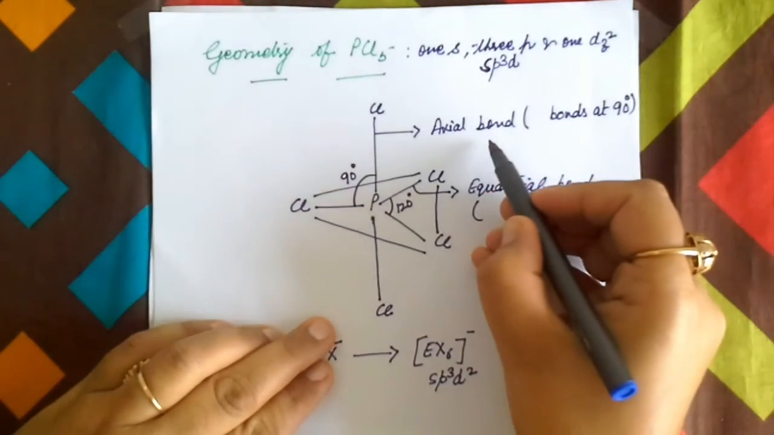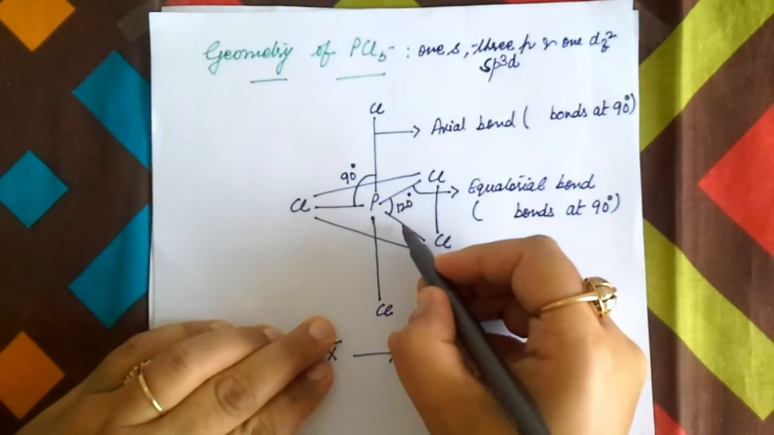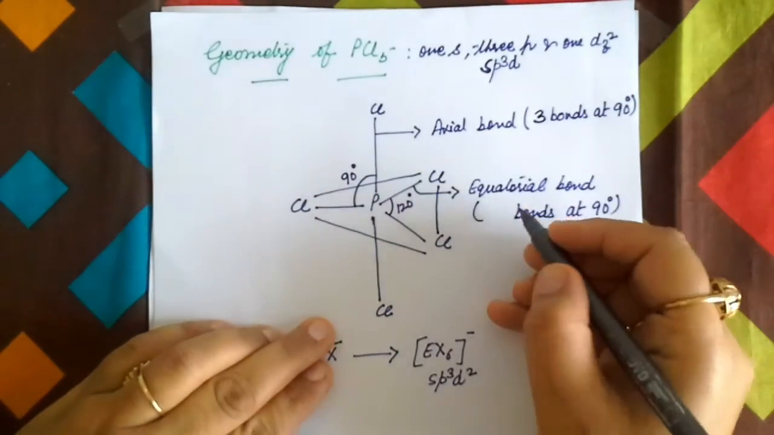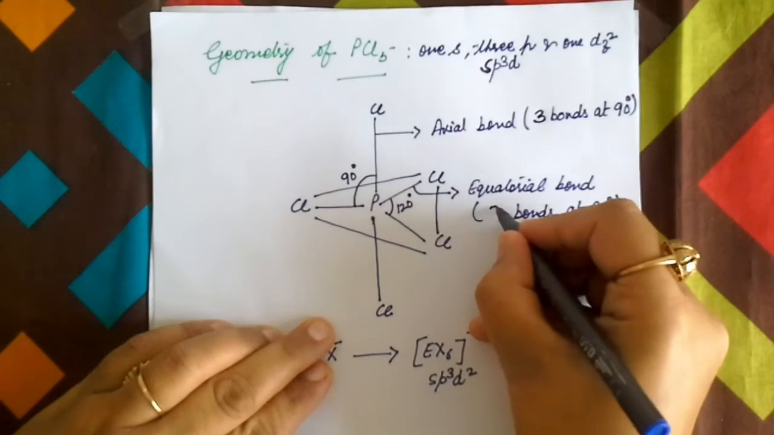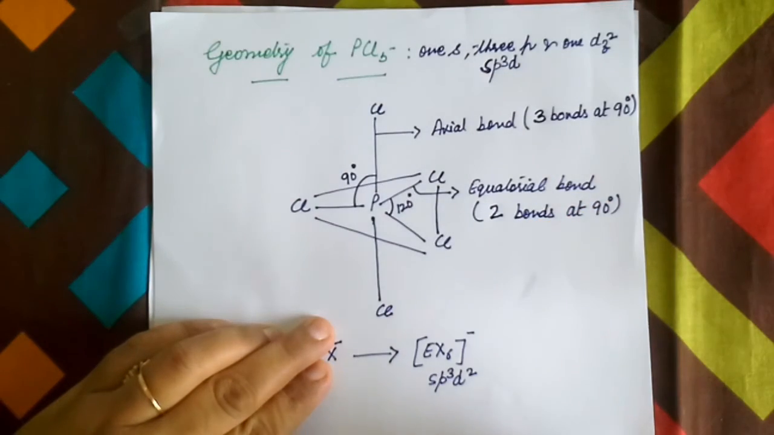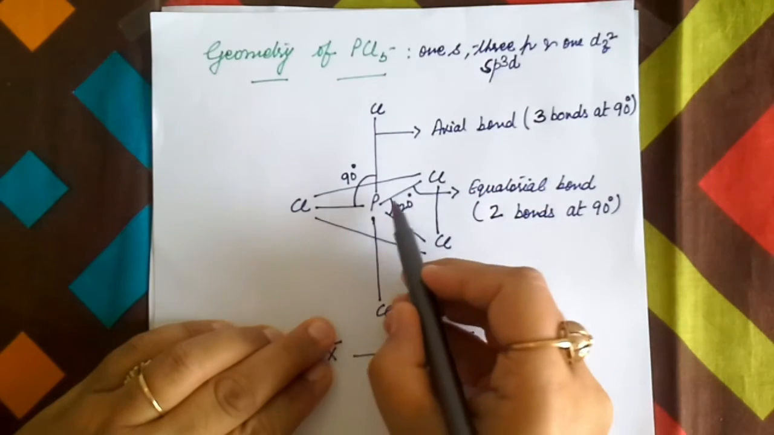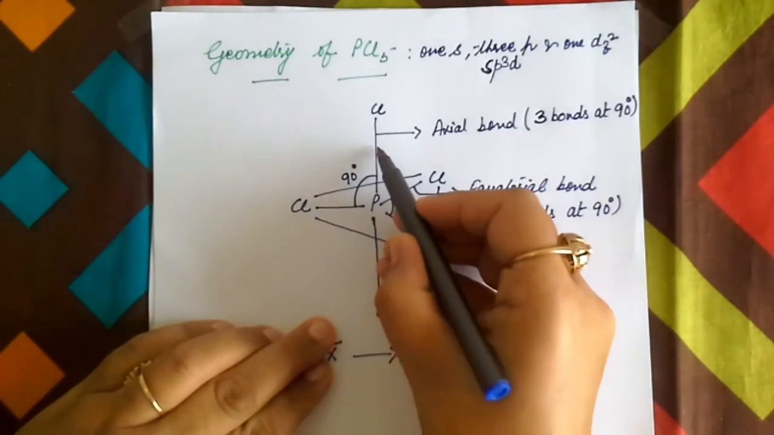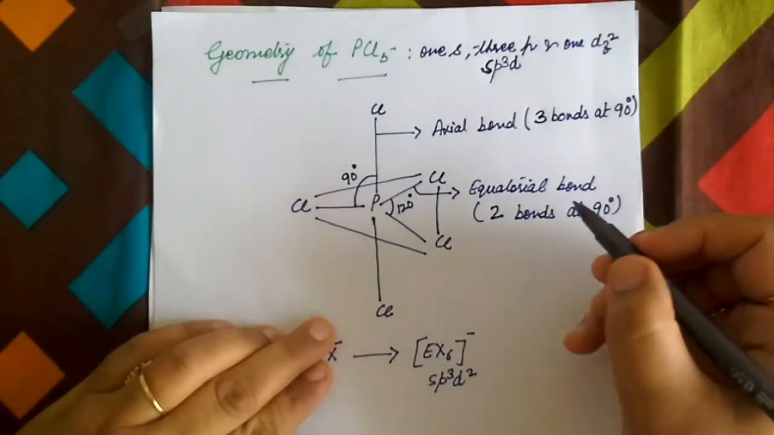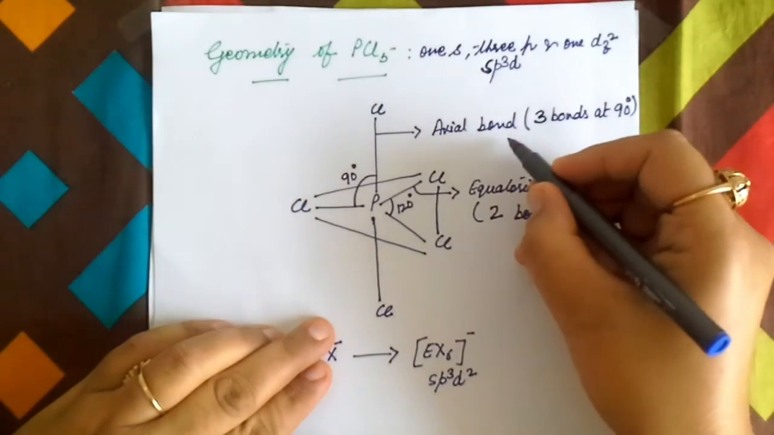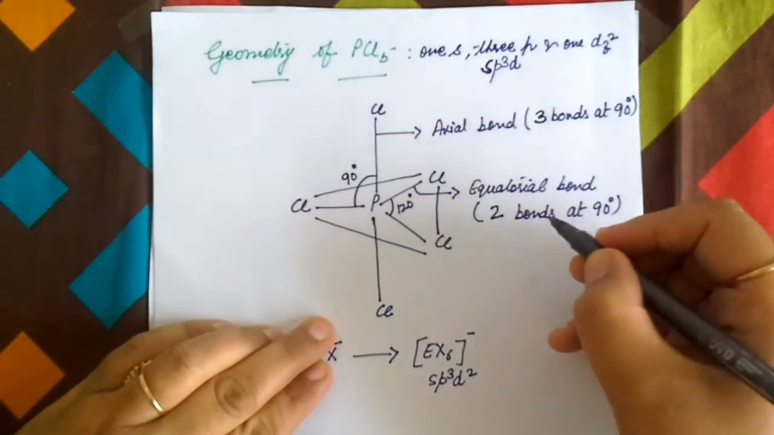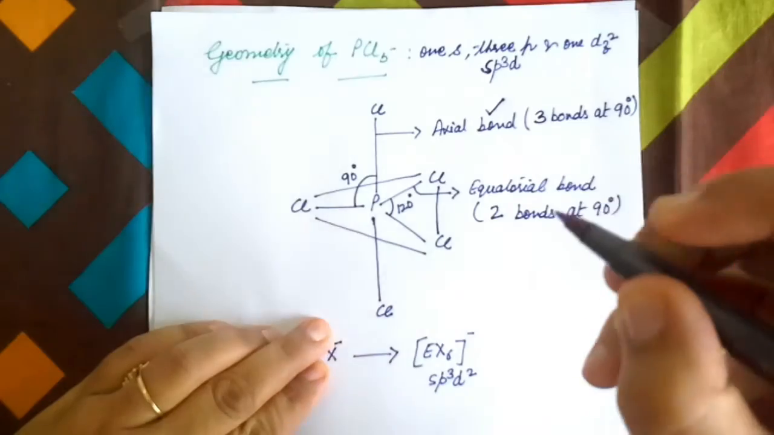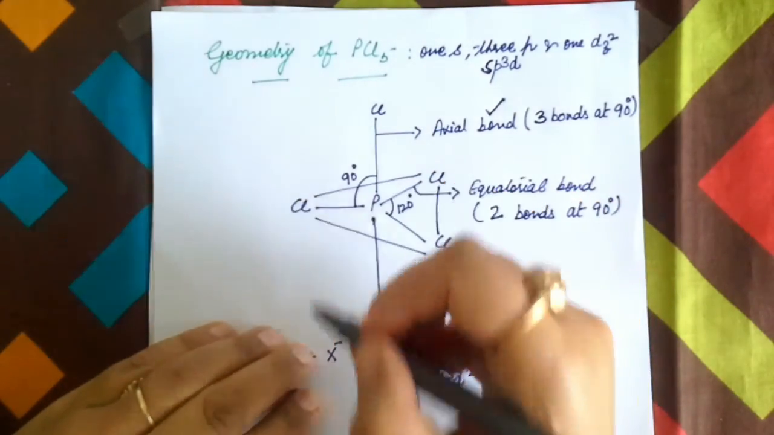In the axial bond, there are 3 bonds present at 90 degrees. But in the case of equatorial bond, there are 2 bonds which are present at 90 degrees. Okay, so in case of axial bond, these 3 bonds are present at 90 degrees. In case of equatorial bond, these 2 bonds are present at 90 degrees. So that is why we can see here that axial bonds face more repulsion as compared to equatorial bonds. So axial bonds are longer, and so weaker, than the equatorial bonds.